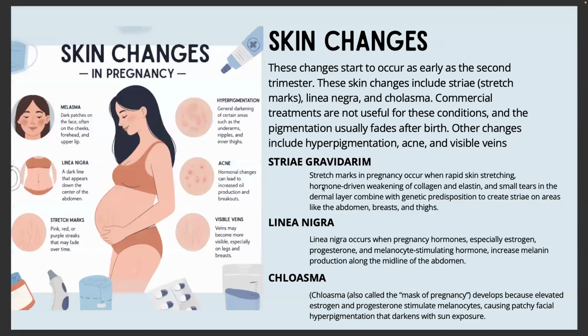Our system changes. There are many different system changes that can happen. They can start to occur as early as the second trimester. And we have three big ones here at the bottom, but they're not limited to this. There are other changes like just regular old hyperpigmentation, acne, and visible veins.